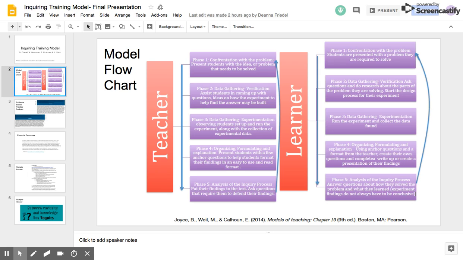Before we jump in, I do want to say that for the Inquiry model, you want to keep in mind that our job as educators when using this model is to help students become more inquisitive and then help them through the process of finding the answers.